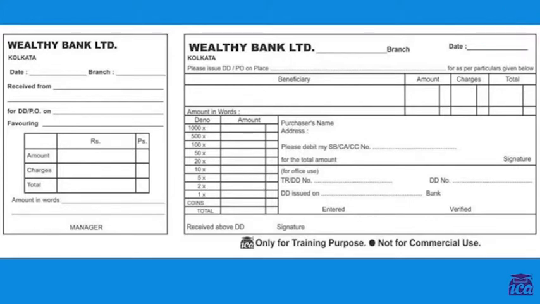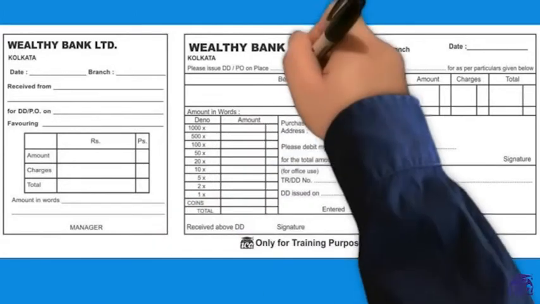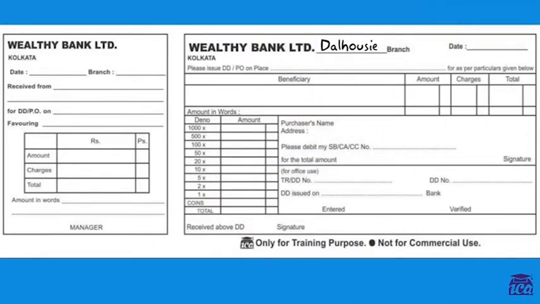Now, this demand draft is from Wealthy Bank Limited. After that there is a blank space and then it's written branch. So you have to give the branch name from where you are getting this demand draft made. We will say Dalhousie branch. On the extreme right hand side we have the date space, the date on which we are getting this demand draft done. Let's say it's the 1st of April 2015. After that it's written Kolkata. So this Dalhousie branch is in Kolkata, where we are getting this demand draft made.